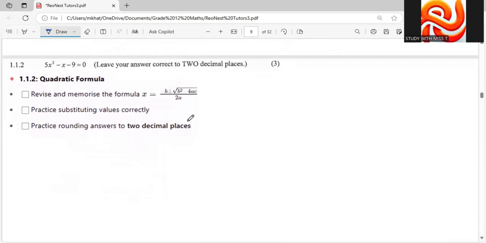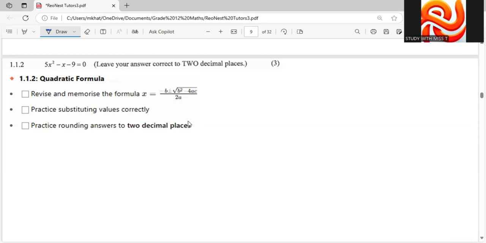Let's go to 1.1.2. So here, please be careful. Leave your answer correct to two decimal places. Normally when they say this, what raises my eyebrows is that indeed I'm going to use the quadratic formula, because most of the time, the quadratic formula is the one that gives us decimals. Yes, even though the factor pairs will actually give us fractions. Looking and observing at this question, maths is also about observing. You have to be observant.